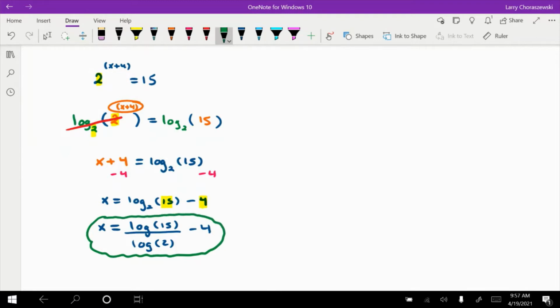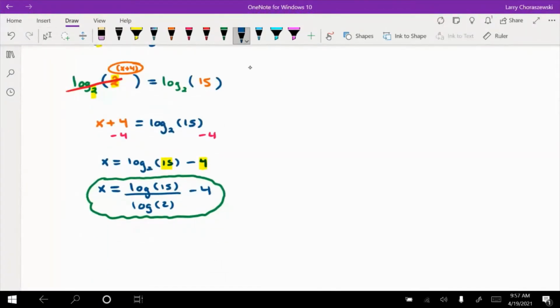Anybody want to punch this into the calculator and give us an approximate answer for x? Well, if you want, you can confirm this during the break. It's going to be negative 0.09.